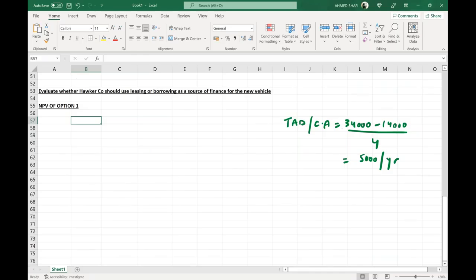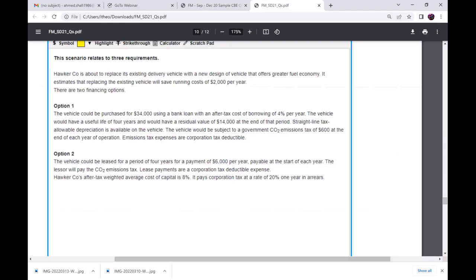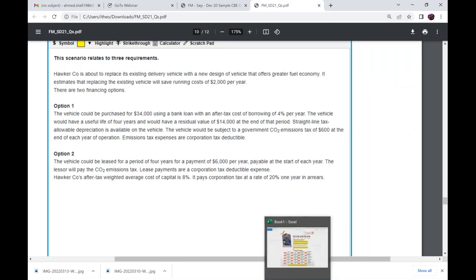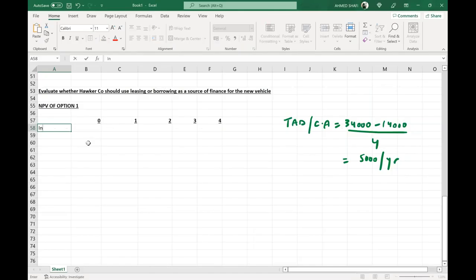So let's find the NPV of option one. There is a 4 year life: 0, 1, 2, 3, and 4. What things are coming in the buying option? You are purchasing the vehicle, so purchasing will result in an investment of 34,000. That is an outflow, negative, at year 0.